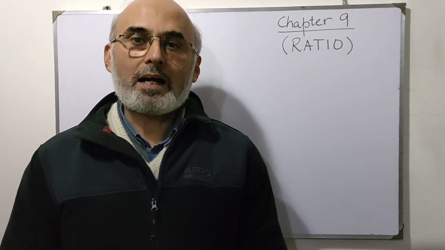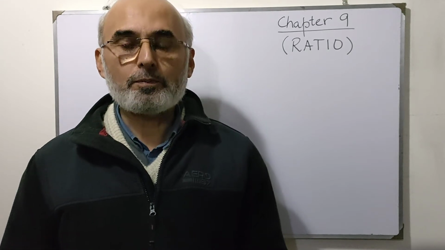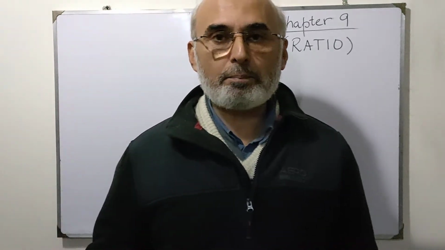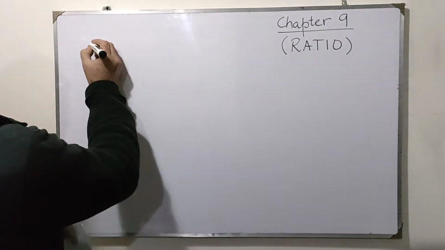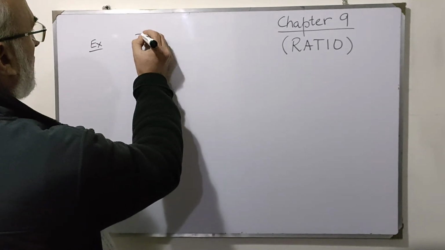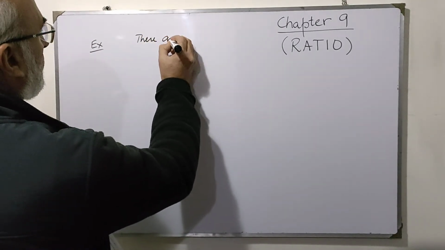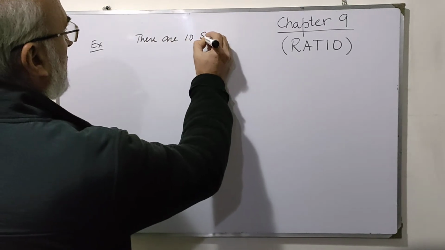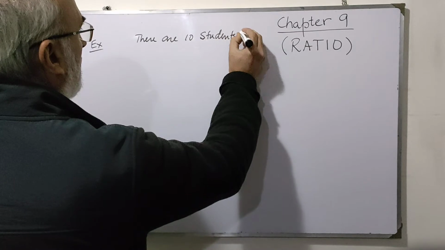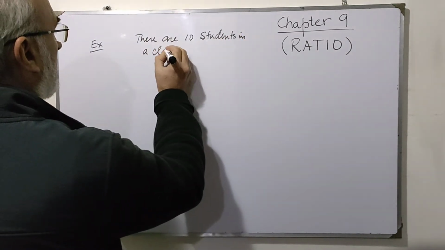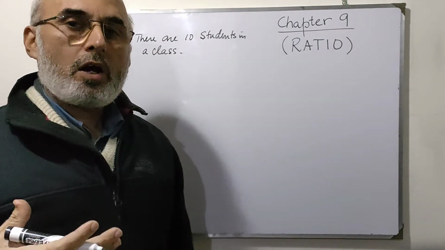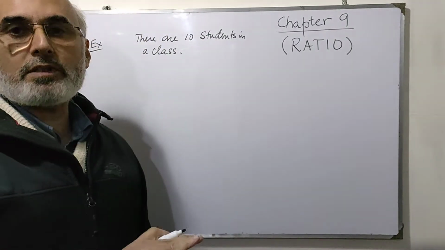Okay, so let's start the chapter ratio, and let's begin with a simple example. Suppose there are 10 students in a class. So it could be any class of any grade, and there are 10 students in that class.